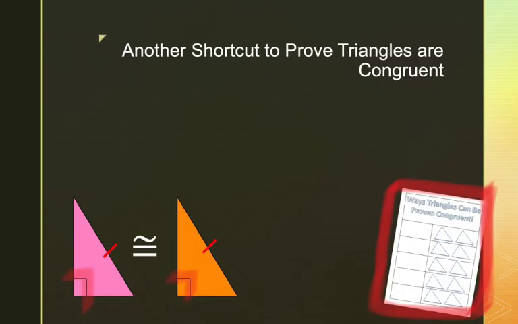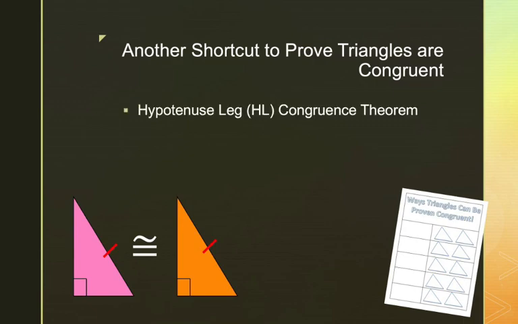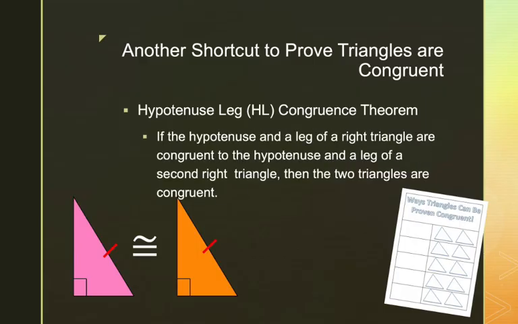For this last one, we must have a right triangle. This is the hypotenuse leg congruence theorem. The hypotenuse leg says that if we have a hypotenuse and a leg, then we have congruent triangles. Here we go, let's read it. If the hypotenuse and a leg of a right triangle are congruent to the hypotenuse and the leg of a second right triangle, then the two triangles are congruent.